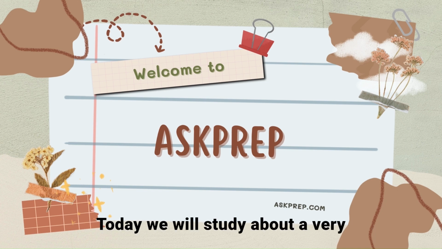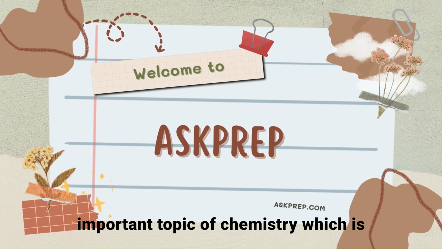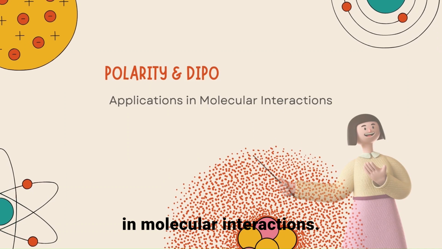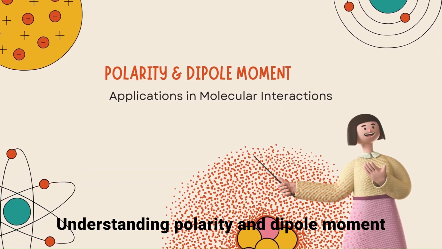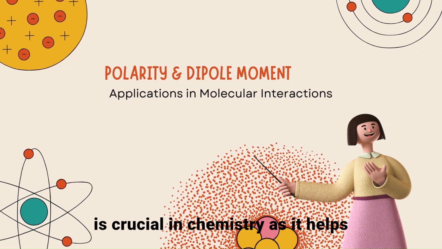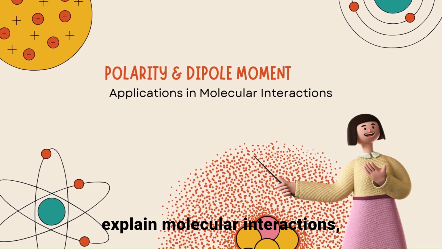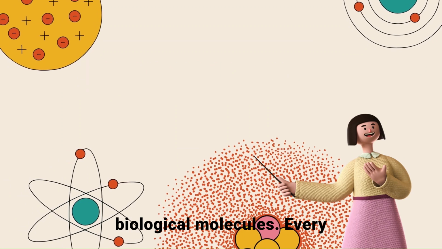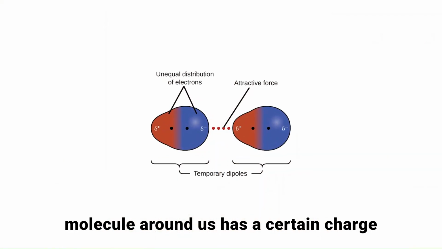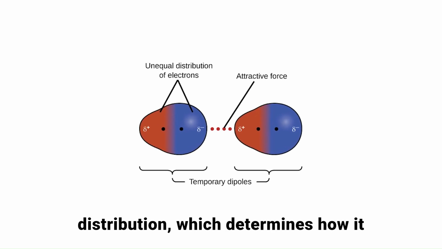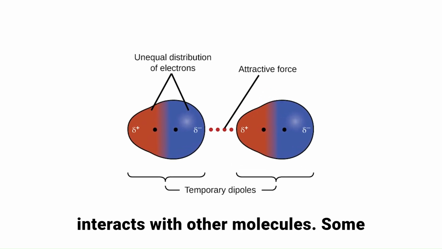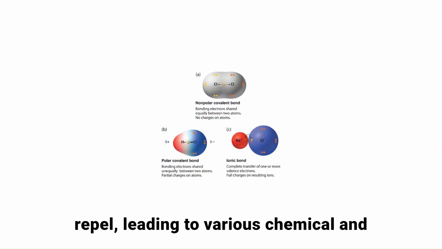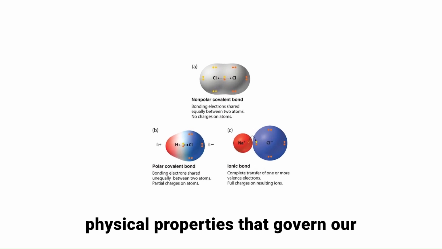Today we will study a very important topic of chemistry, which is polarity and dipole moment, applications in molecular interactions. Understanding polarity and dipole moment is crucial in chemistry as it helps explain molecular interactions, solubility, and even the behavior of biological molecules. Every molecule around us has a certain charge distribution, which determines how it interacts with other molecules. Some molecules attract each other, while others repel, leading to various chemical and physical properties that govern our everyday lives.